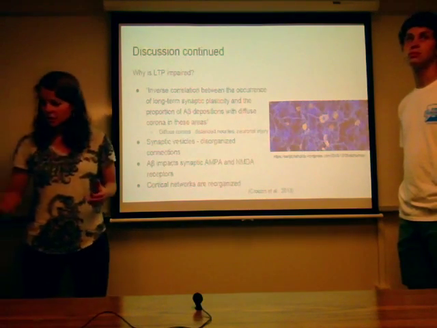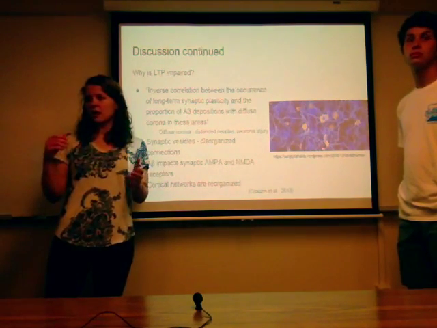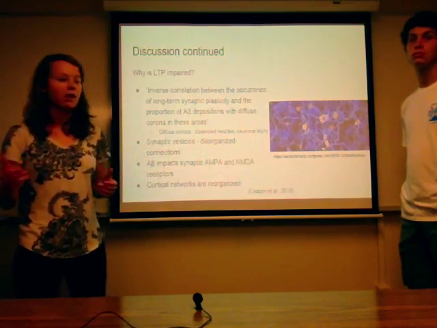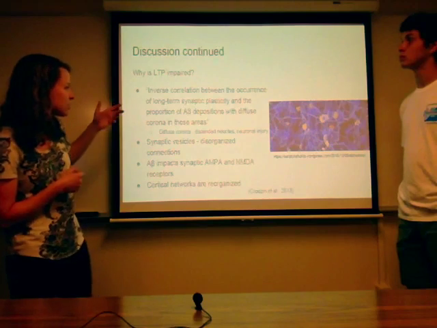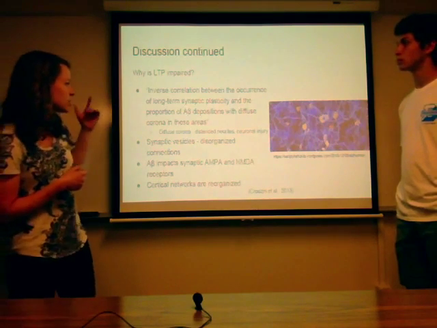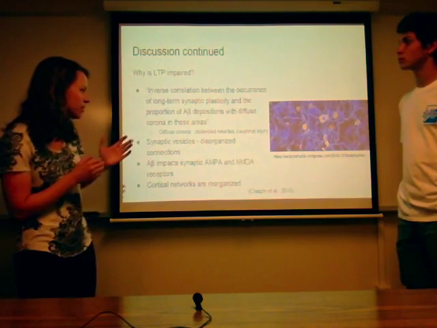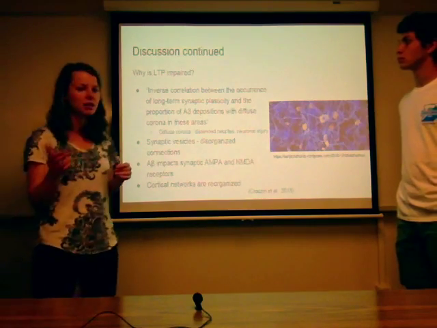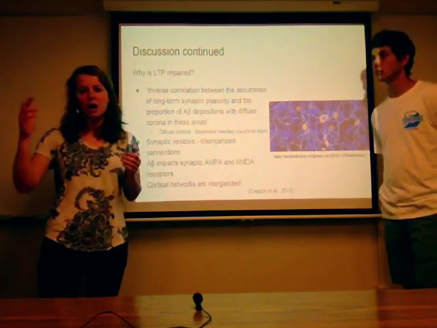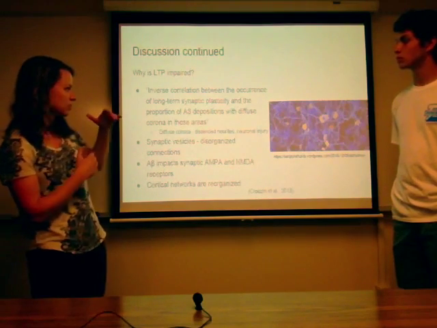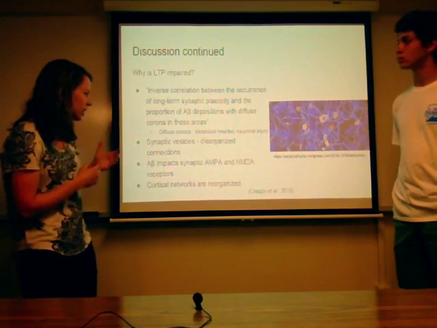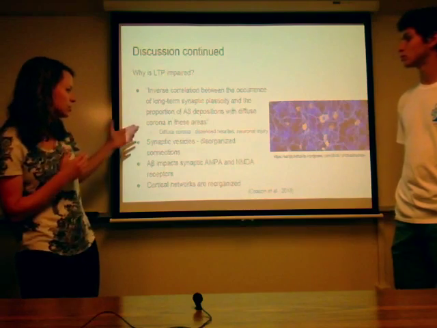They end their discussion looking at a couple reasons why LTP might have been impaired. First, I have a quote up here: there is an inverse correlation between the occurrence of long-term synaptic plasticity and the proportion of A-beta depositions with diffuse corona in these areas. So the higher the proportion of A-beta depositions that had a diffuse corona, the worse off long-term synaptic plasticity was. And they give a couple different reasons why that might be true.